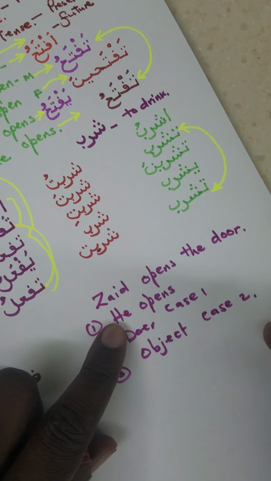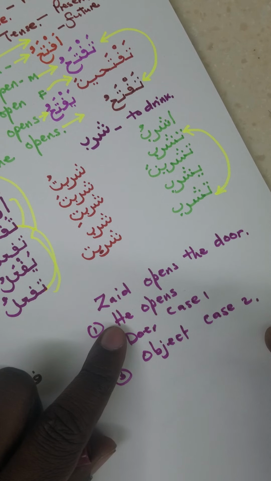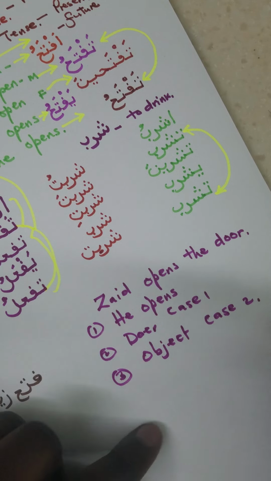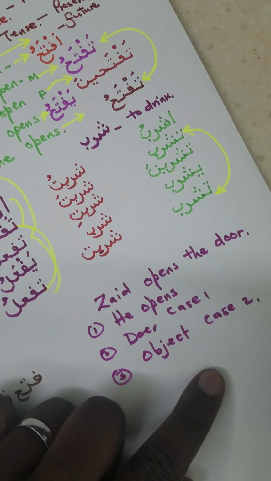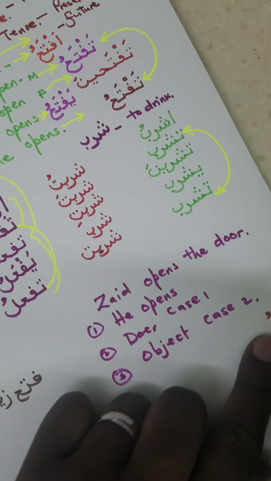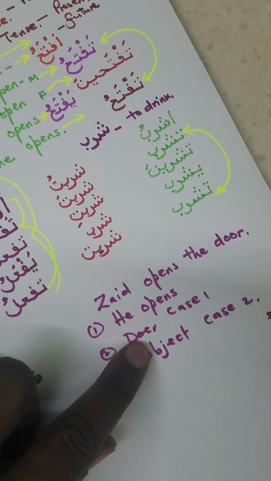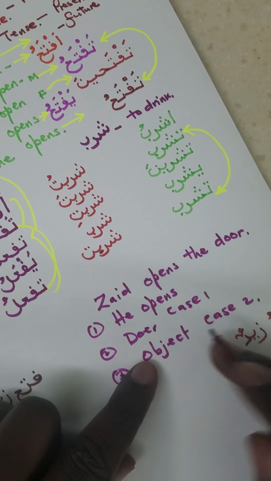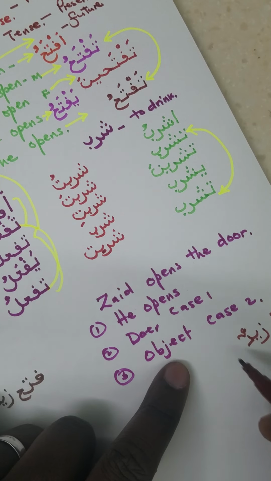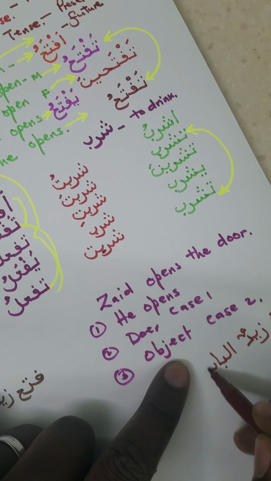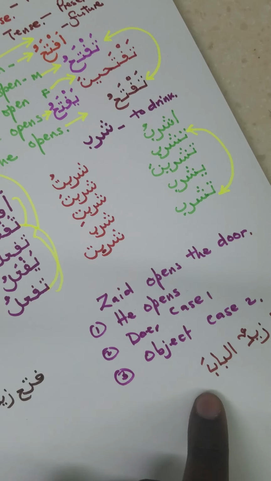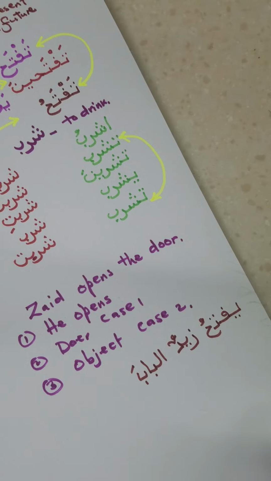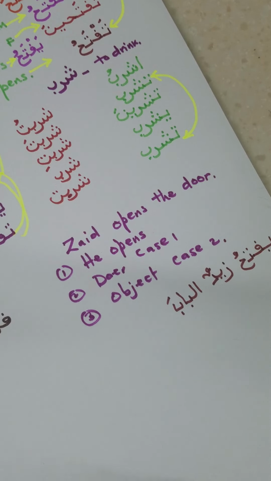He opens, we have already known, what is he opens? Yaftahu, that is, he opens. Yaftahu, who? Zaid, in case 1, is going to be Zaidun. And the object, the door, in case 2, is going to be al-baba. Yaftahu Zaidun al-baba. I think you can see how it turns out to be. That is the trick, nothing complicated about it.